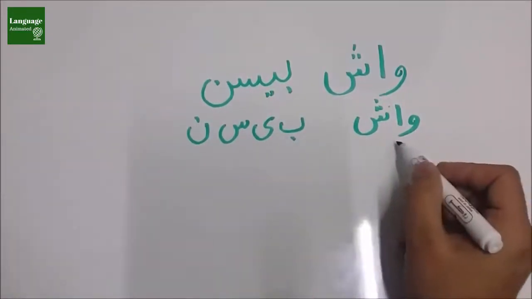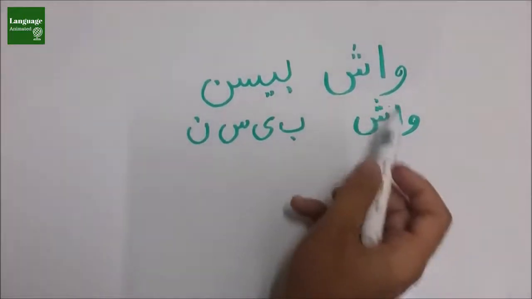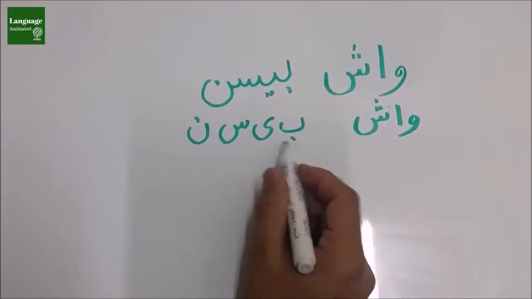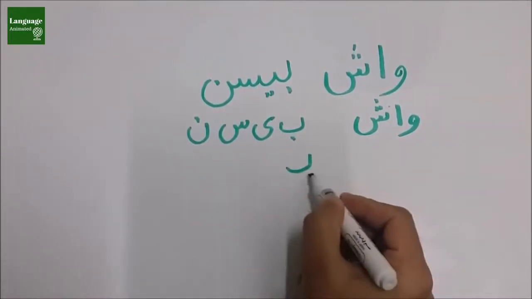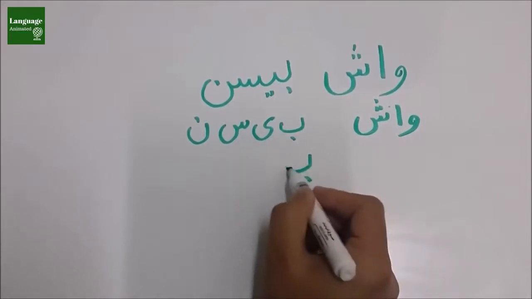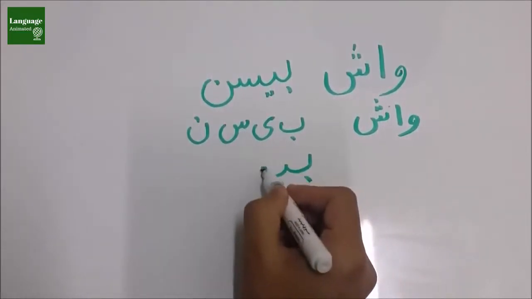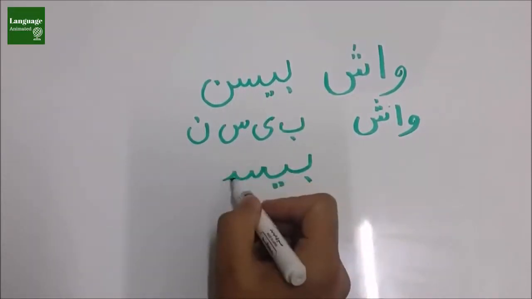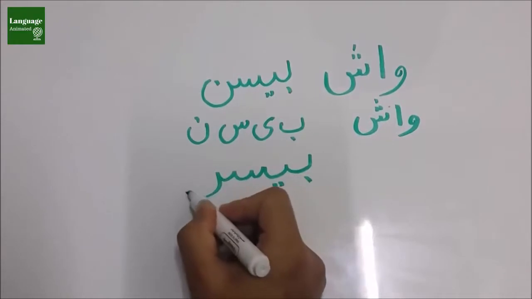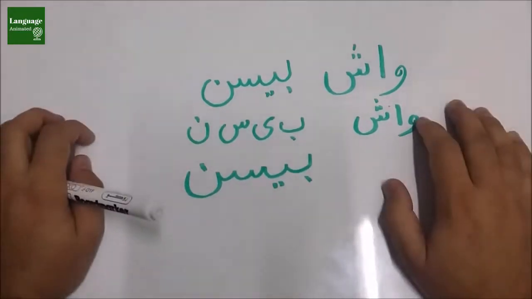So you know this is not connected and it's written as it's, you can see here. And to write this, you will first position of be, then middle position of ye, then middle position of sin. So here it will connect the last like this. Basin. Wash basin. So that's all.